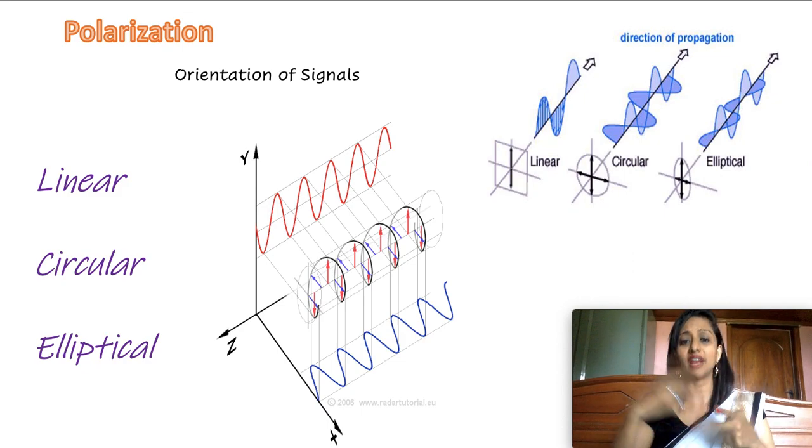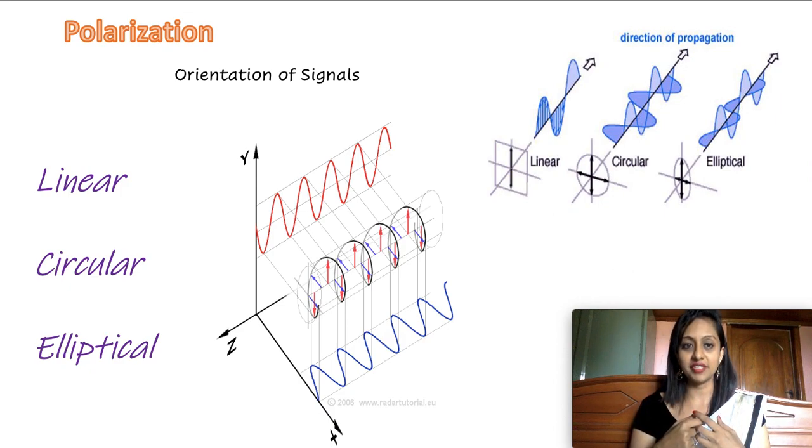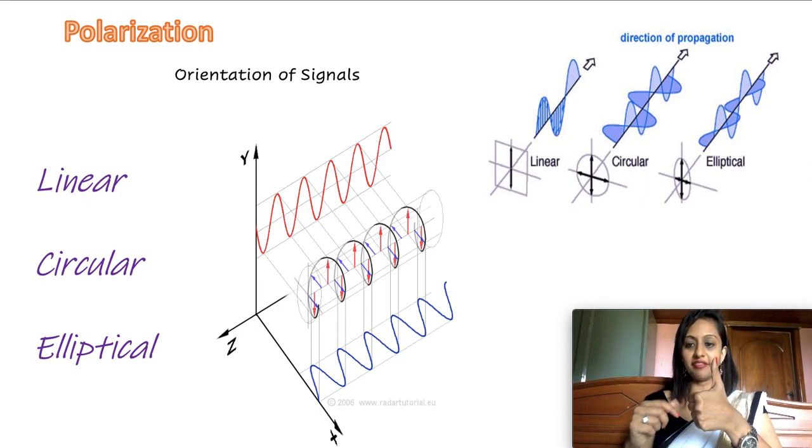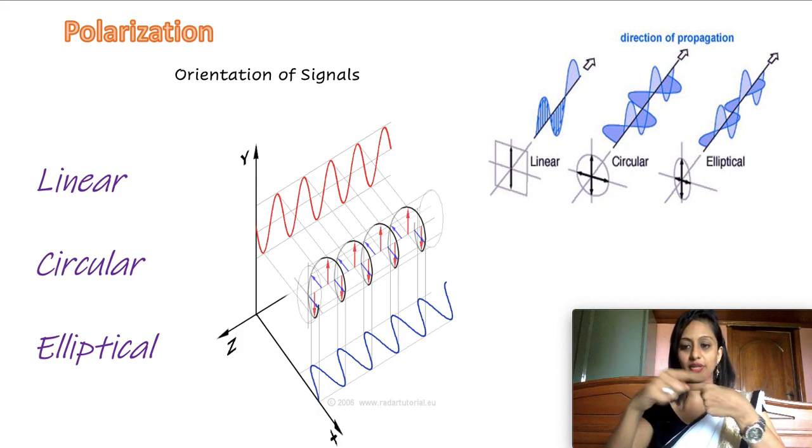But how are they traveling? In what way are they traveling? What is the orientation of these waves? So that's what polarization tells. So we have three different types: linear polarization, circular polarization, and elliptical polarization. So what do you mean by linear polarization is, either the electric field will go in the vertical direction, or it will go in the horizontal direction, like this.